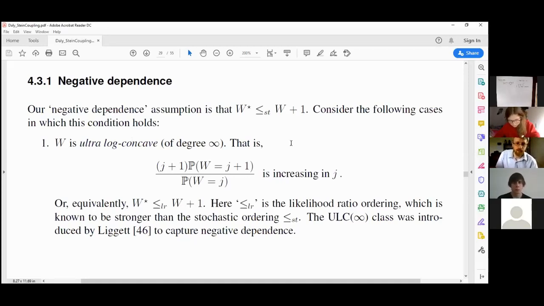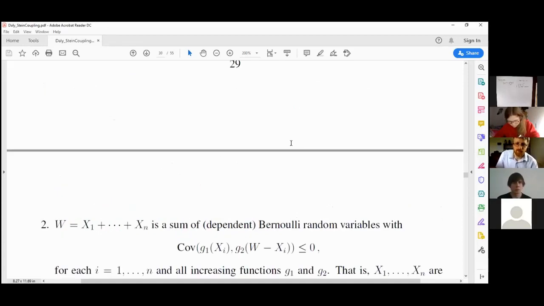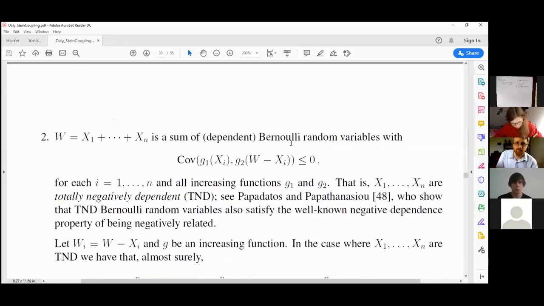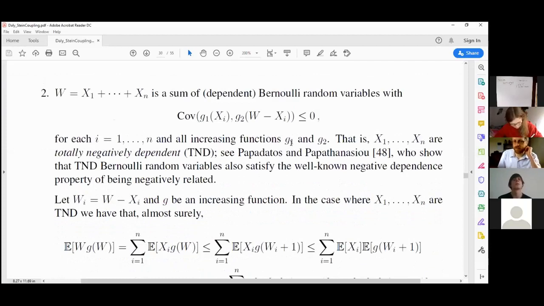Okay, but what I really want to think about is a slightly different way of capturing negative dependence. What I want to focus on is a setting where these x's in my sum have this total negative dependence property, which says that for any increasing functions g1 and g2 that I want to look at, the covariance of this increasing function of one of my x's and a different increasing function of the sum of the rest of them is negative.